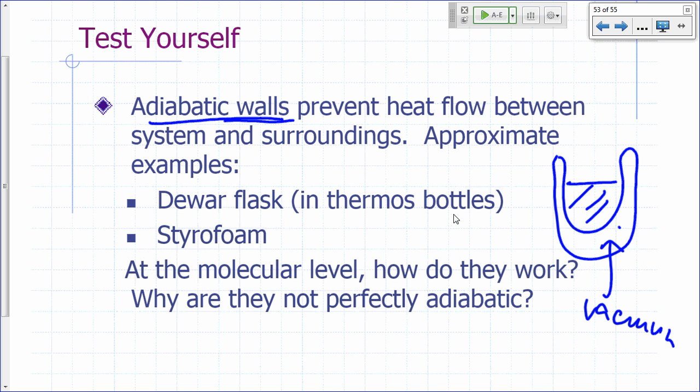Why? If there's a vacuum there, there's no atoms that can collide, and so heat transfer occurs due to collisions between atoms. So if there's minimal collisions between atoms, then there's minimal heat transfer. Okay, so that's how a thermos bottle works. Styrofoam. What do you know about styrofoam? It's very light, right? There's a lot of air pockets in your styrofoam. So what do you know about gases or air? The molecules are far apart, so you're trying to minimize collisions between the atoms there. That minimizes the ability of your material to conduct heat. Okay, so that's how they work at the molecular level.